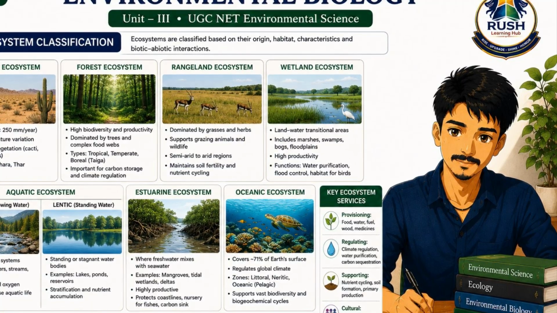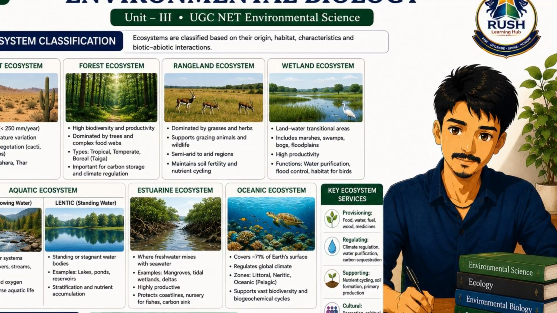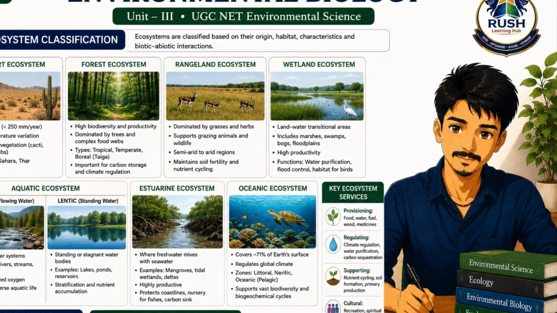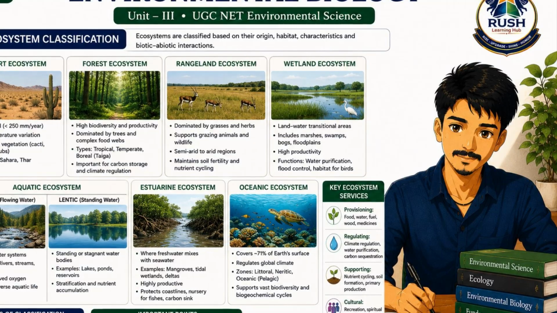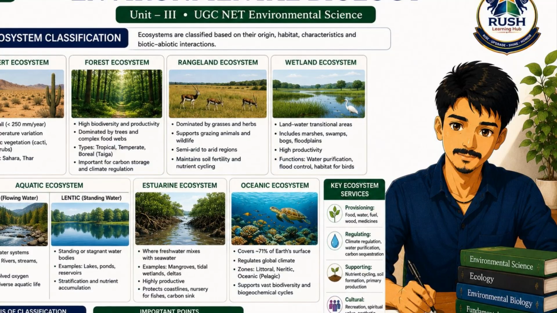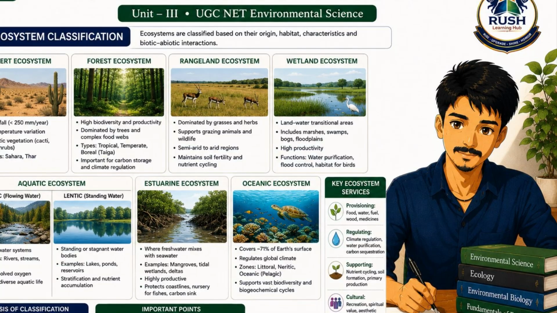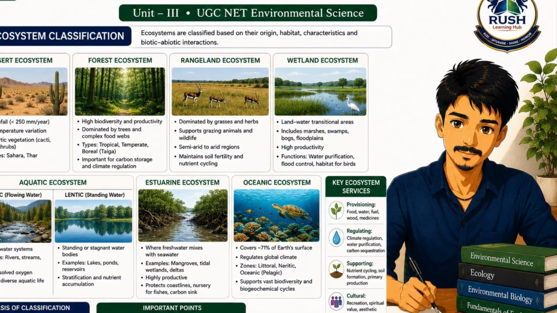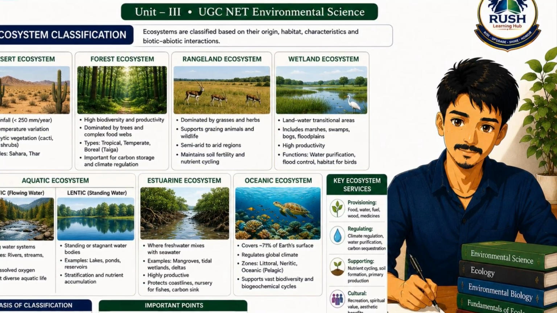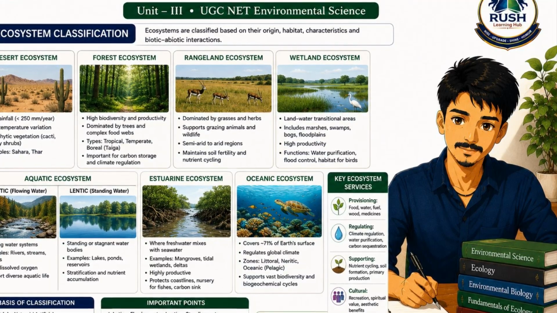Organisms inhabiting deserts exhibit various physiological and behavioral adaptations to survive under water-stressed conditions. Next is the forest ecosystem, which represents one of the most productive terrestrial ecosystems. Forest ecosystems are dominated by trees and support a rich diversity of plants, animals, fungi, and microorganisms. They play an important role in carbon sequestration, oxygen production, nutrient cycling, and climate regulation. Depending on climatic conditions, forests may be tropical, temperate, or boreal in nature.